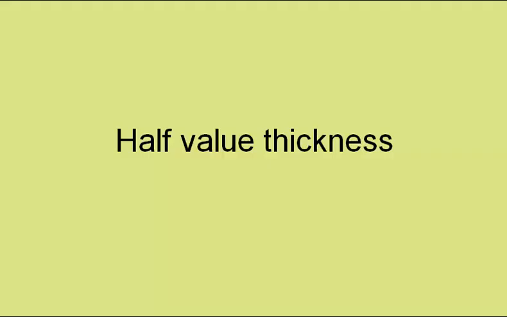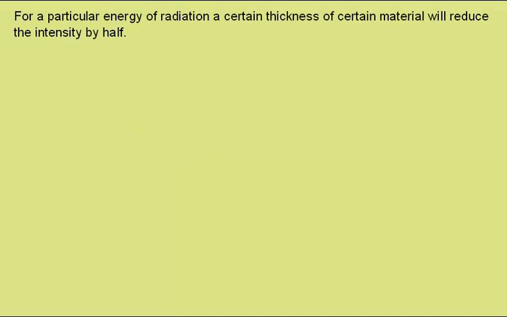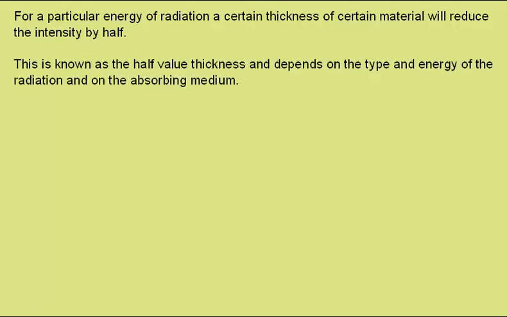Half-value thickness. For a particular energy of radiation, a certain thickness of a certain material will reduce the intensity by half. This is known as the half-value thickness, and it depends on the type of radiation, be it alpha, beta or gamma, and on the energy of the particular particles or photons being emitted, and of course also on the absorbing medium.